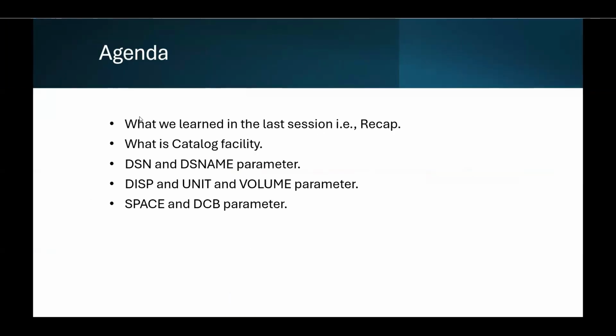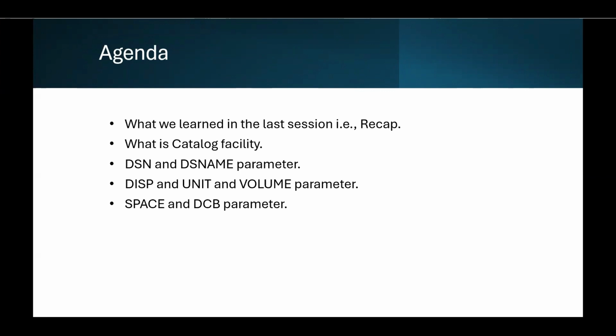So this is the agenda for the fourth session. First we will do some review. We can say that we will be going through what we have learned in the last session, which is our third session. And after that, we will be learning a new facility, which is the catalog facility. And after that, we will be deep diving into each and every DD statement parameter that we have learned in the last session. So what is the DSNAME parameter?